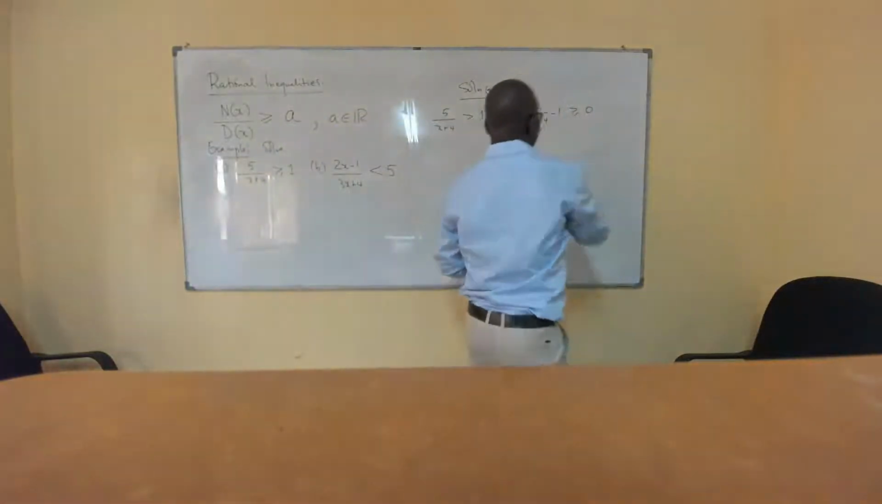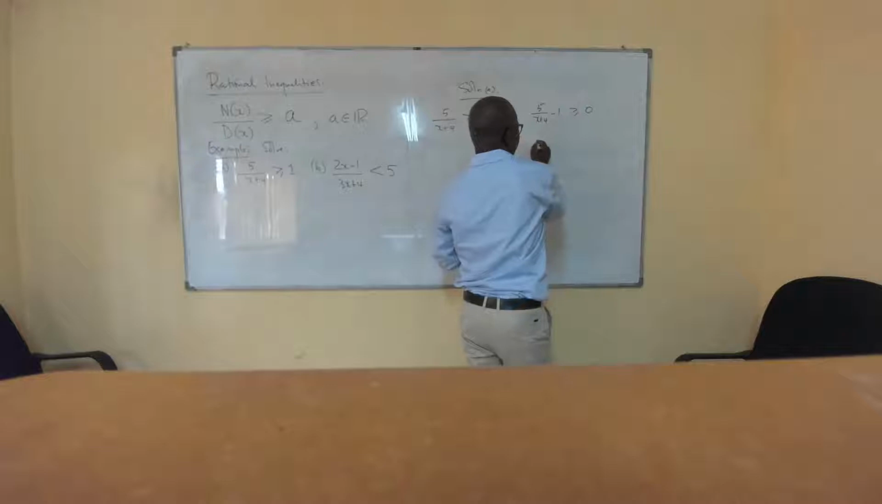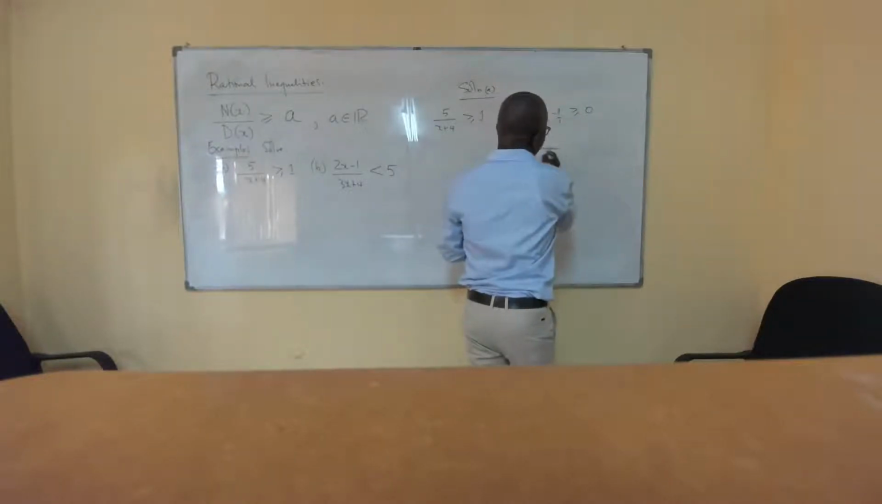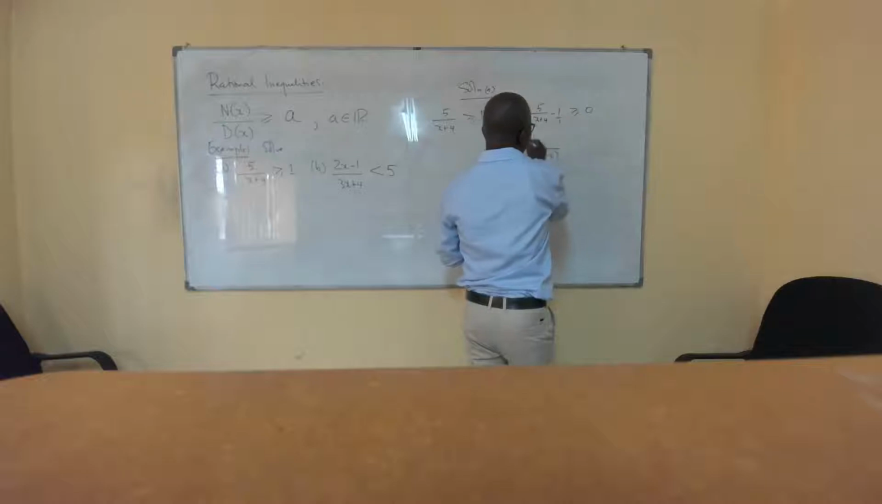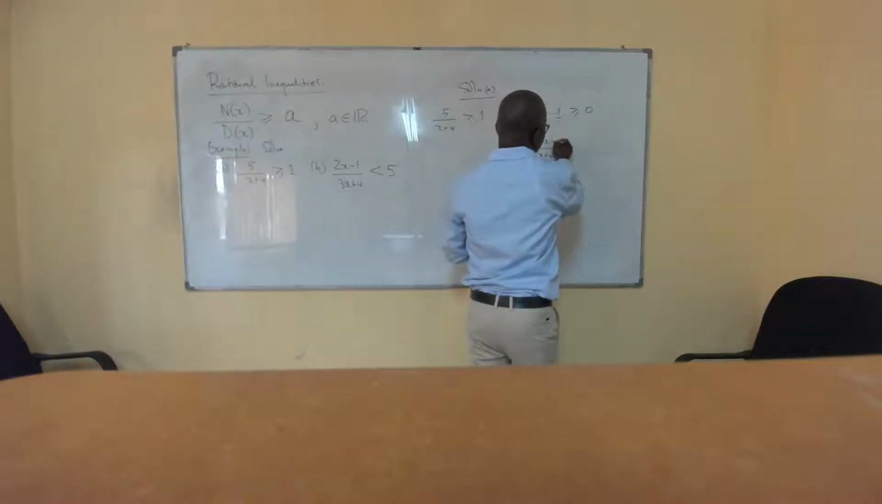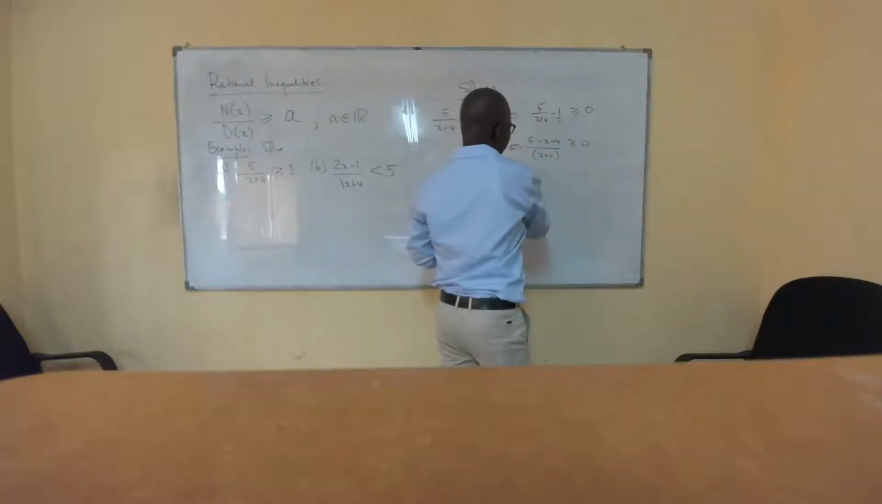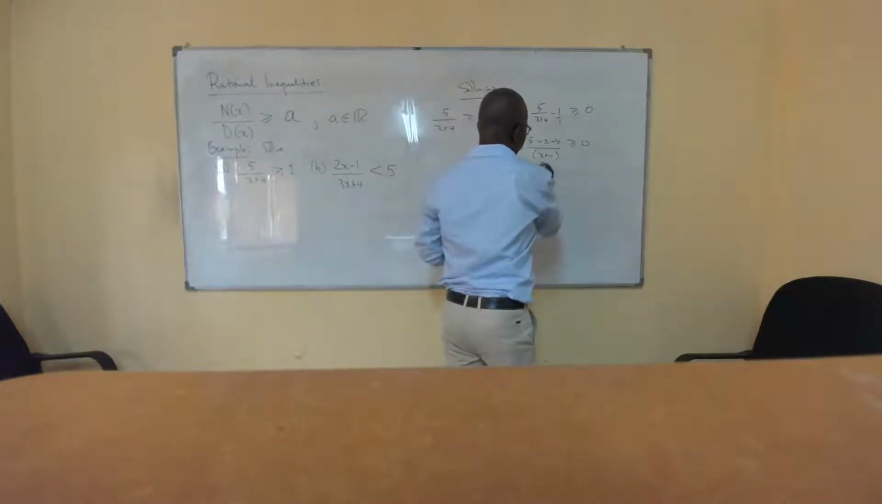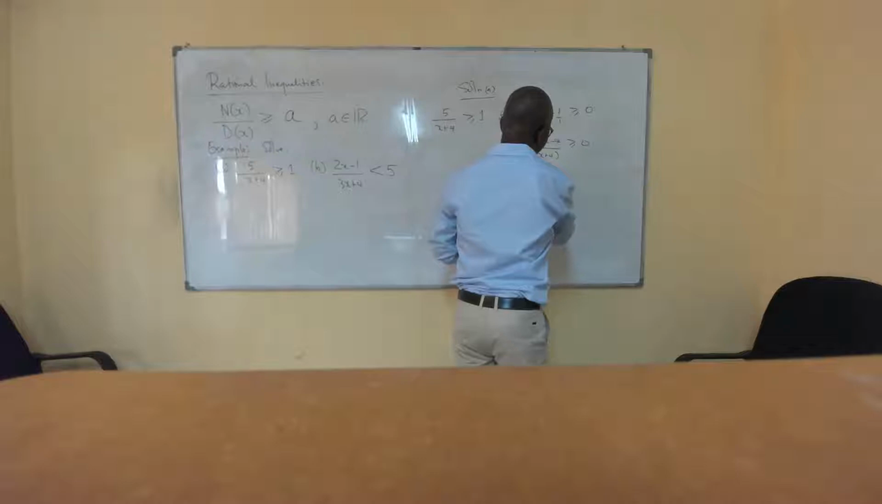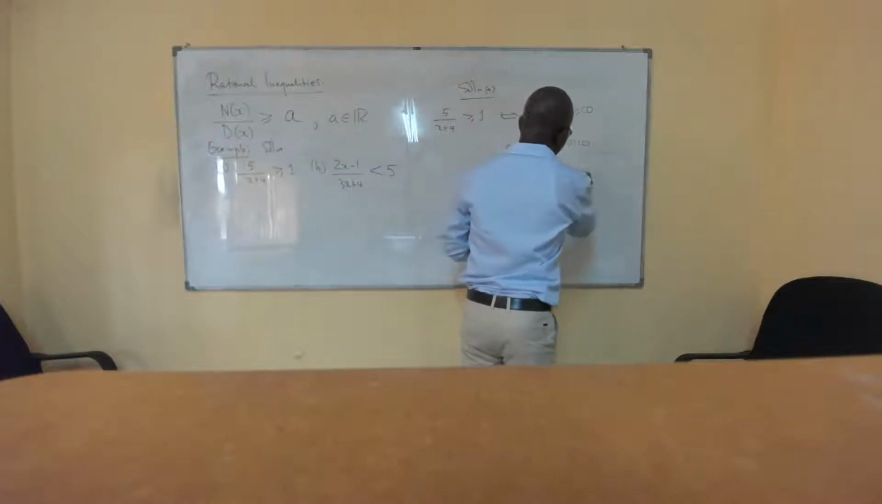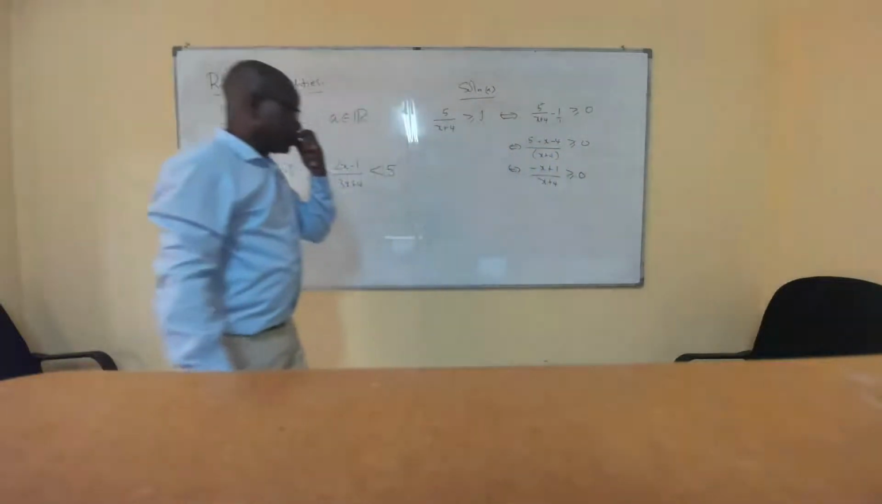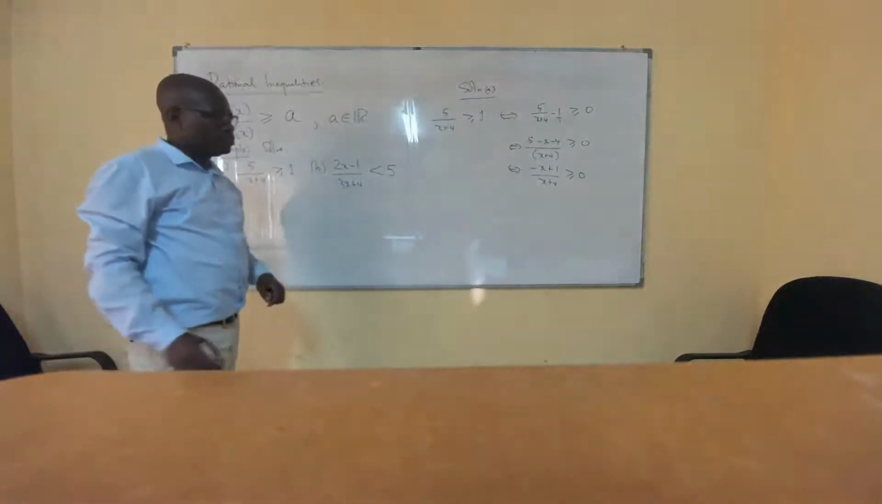If I do this, then I can write this under the same denominator, x plus 4: 5 minus x minus 4 over x plus 4 is greater than or equal to 0. Simplifying this, I think we have minus x plus 1 over x plus 4 greater than or equal to 0.